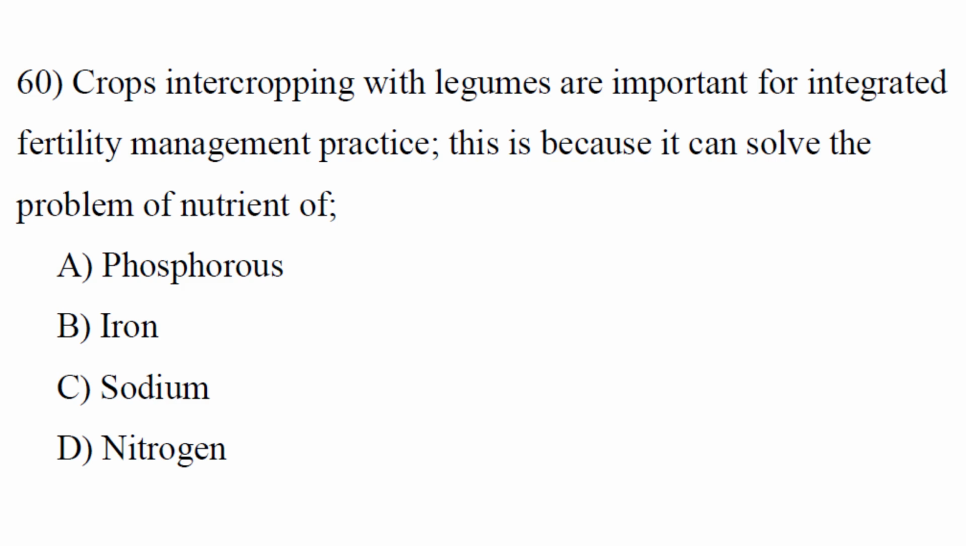60. Intercropping crops with legumes is important for integrated fertility management practice. This is because it can solve the problem of nutrient of A. Phosphorus. B. Iron. C. Sodium. D. Nitrogen. Answer: D. Nitrogen.